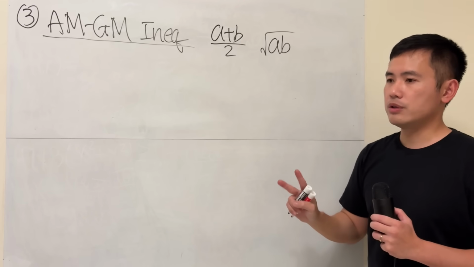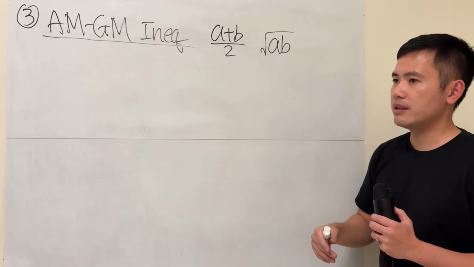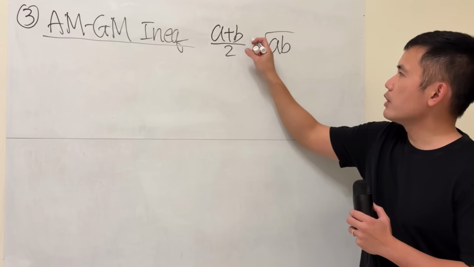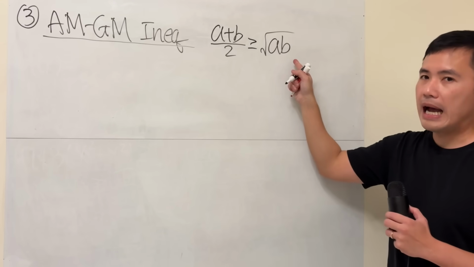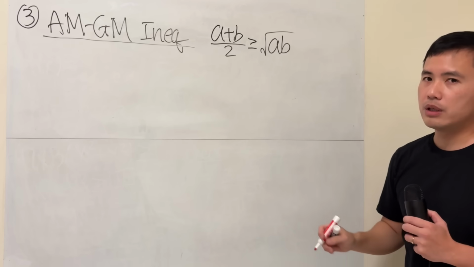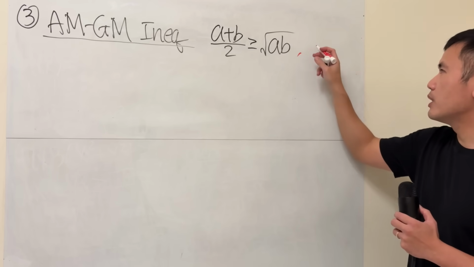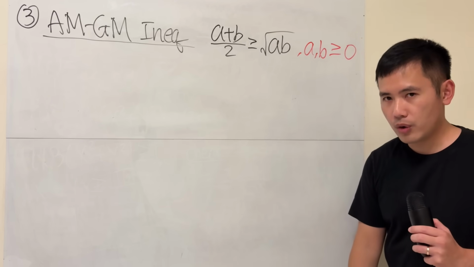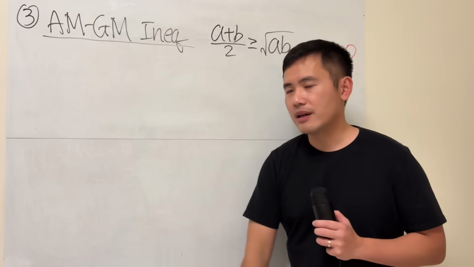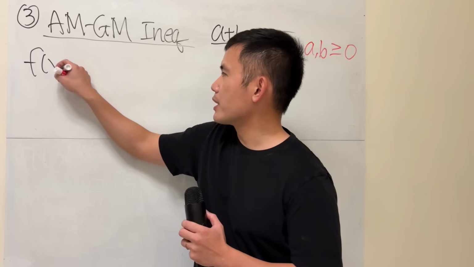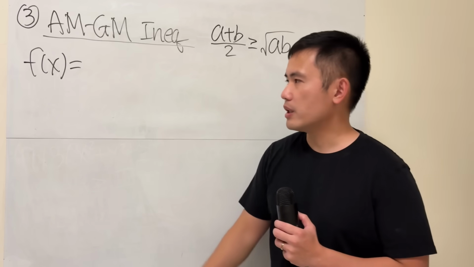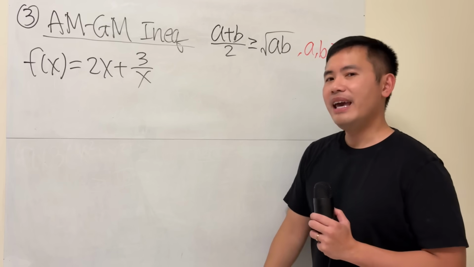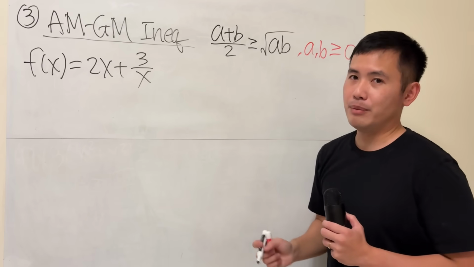So this is the version with just two numbers. You can also extend this to as many numbers as you would like. And it says that this right here is always going to be greater than or equal to that. However, we do have a small condition here. Because of the square root, we have to make sure A and B are both non-negative. And now, here is a typical question that you encounter in your calculus class. Let's say we have 2x plus 3 over x. And we would like to find the minimum.